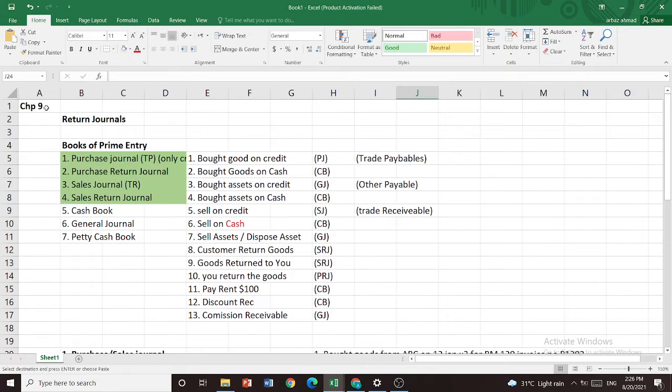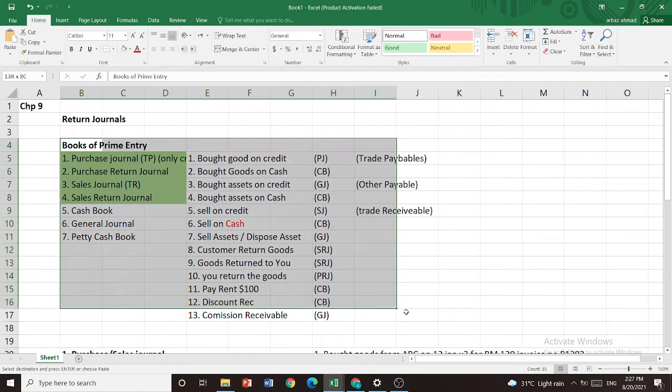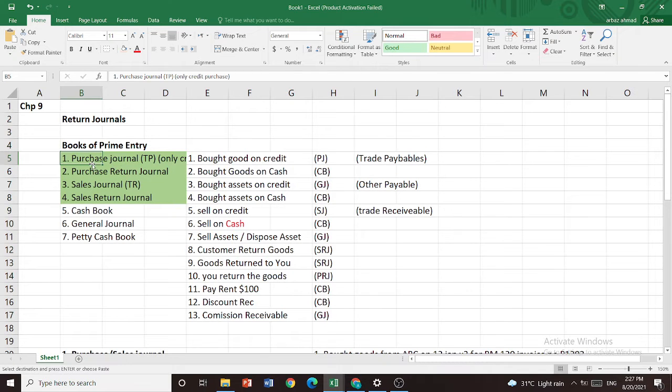Alright, so moving on with chapter 9, which is return journals. I've already given you the brief about it. So basically we have the purchase return journal and the sales return journal. These are from last chapter, right? I gave you the notes. So this was the journal, this was the journal. One journal was the Cashbook. We had the petty Cashbook, which we did not look into right now. I think I will explain that one later on. So now we are going to look at this and this.